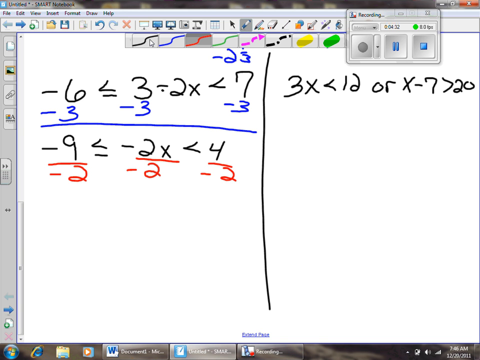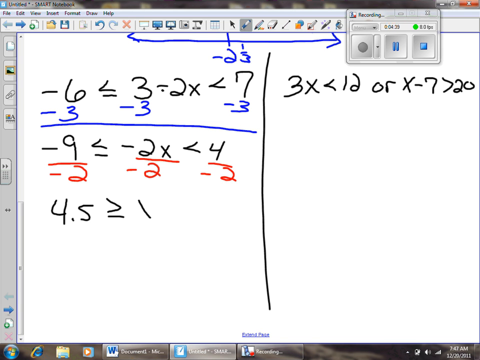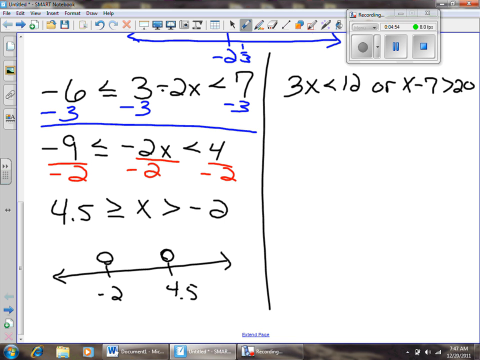You have to remember to flip that inequality. This will come out to be 4.5 greater than or equal to x, which is greater than negative 2. I go to draw it on the number line. I have to show negative 2, and I have to show 4.5. The negative 2 will be an open point. The 4.5 will be a closed point. And there we go.